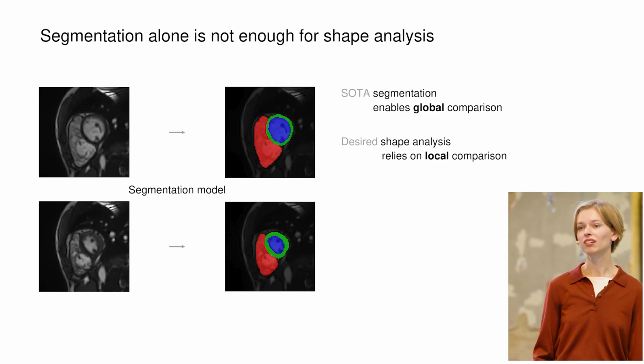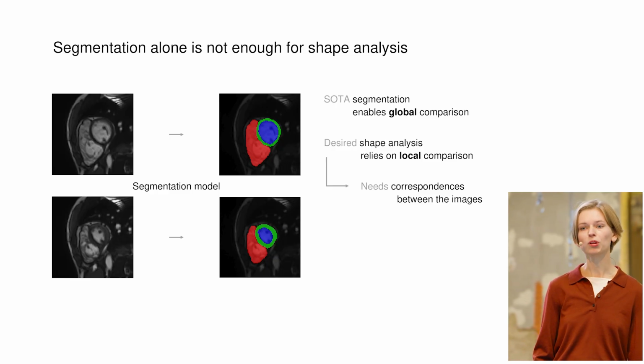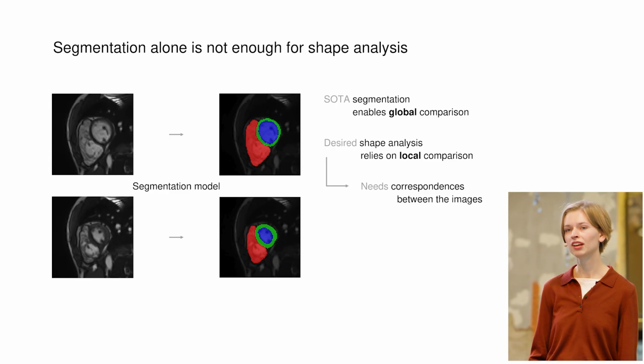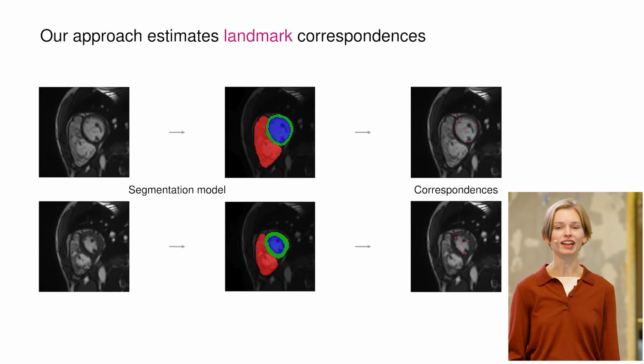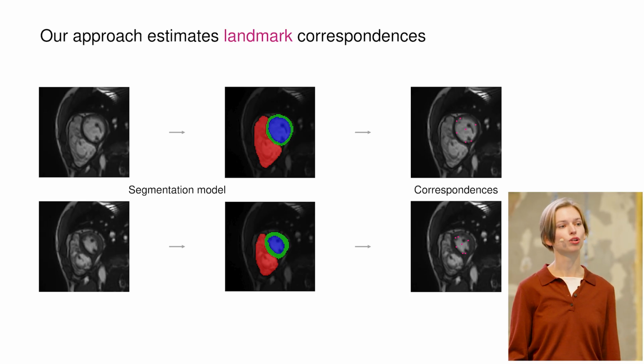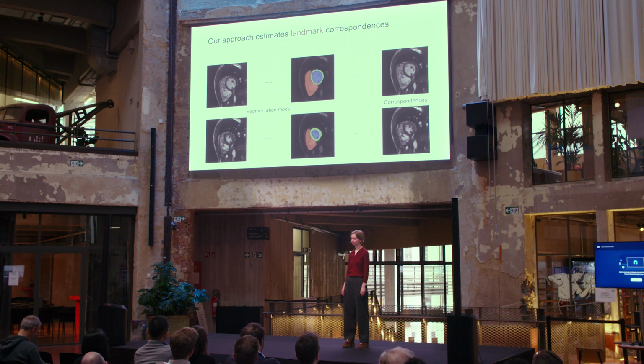But this shape analysis relies on local comparisons, which segmentation alone does not offer. So, to reason at this level of detail, we need something more. We need point-wise correspondences between the images. Once we have such corresponding points, shape analysis becomes possible. And we have addressed this need by designing an approach that estimates correspondences for a few anatomically relevant points. And these points are called landmarks. And here you see an example of such corresponding landmarks.